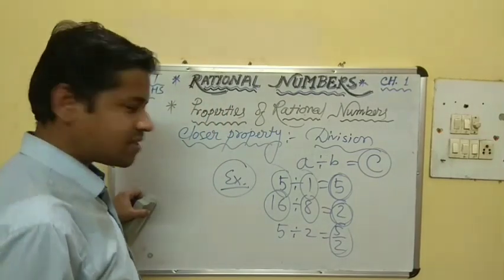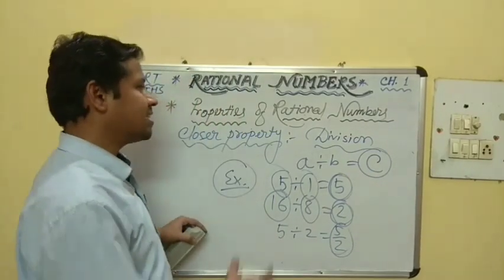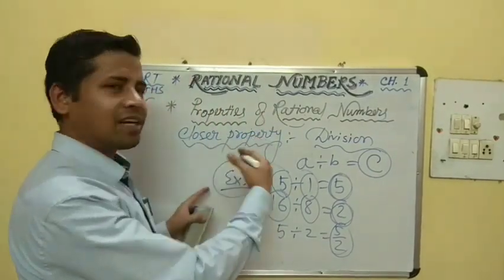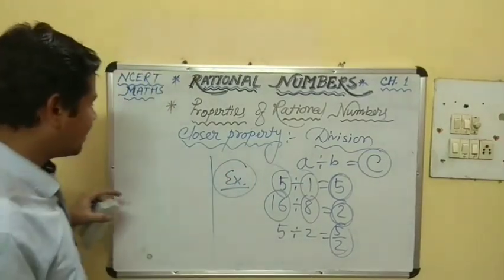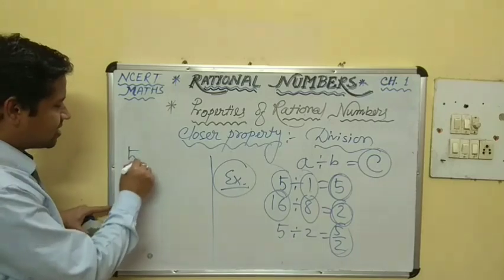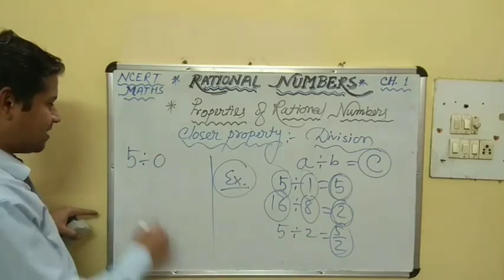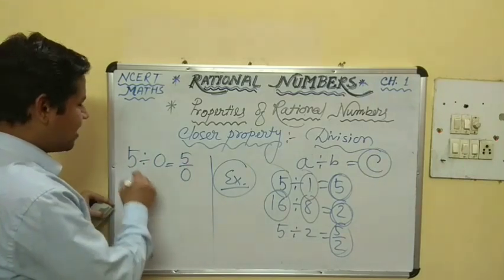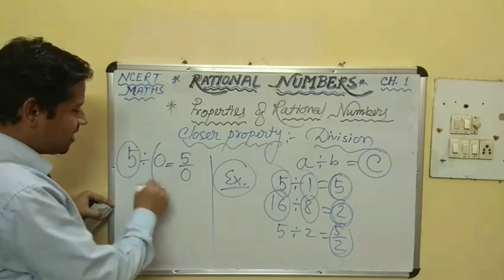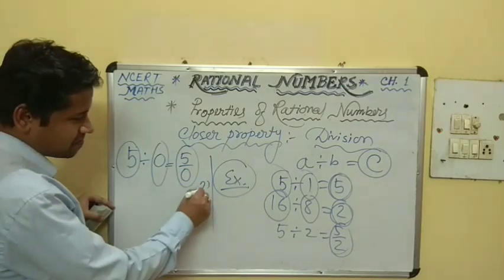Then if it is also rational, then we can say that the rational numbers are closure under division. But if you take such examples, you will understand clearly. 5 divided by 0, what will be? Is it rational, yes or no?